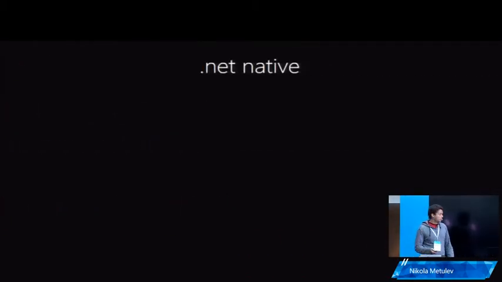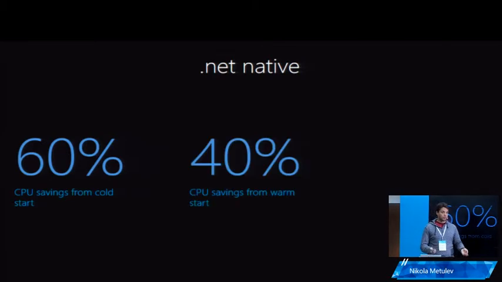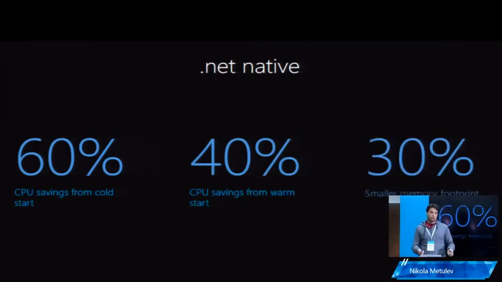Using .NET Native, I want to give you some numbers. Just by using .NET Native, in a lot of cases, you get up to 60% CPU savings from cold start. From warm start is up to 40%, which is still pretty good. And for memory usage, it's 30% less for .NET Native applications.